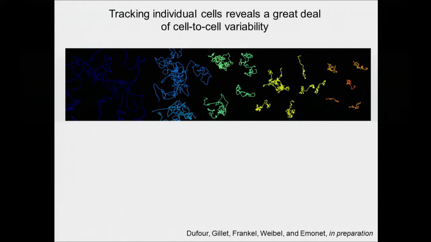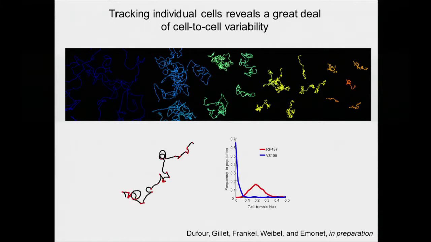And so then you can ask, well, what's the probability to change direction of a single cell? And what's the probability to change direction of another cell? And are there differences between those cells? And so here you see that there are tracks that all have the same length, but these cells basically explore very little ground, whereas this one goes all over the place. Okay? So there's wide cell-to-cell diversity in the same population.